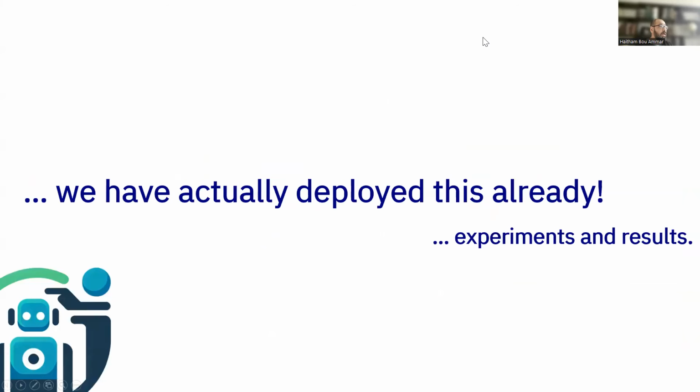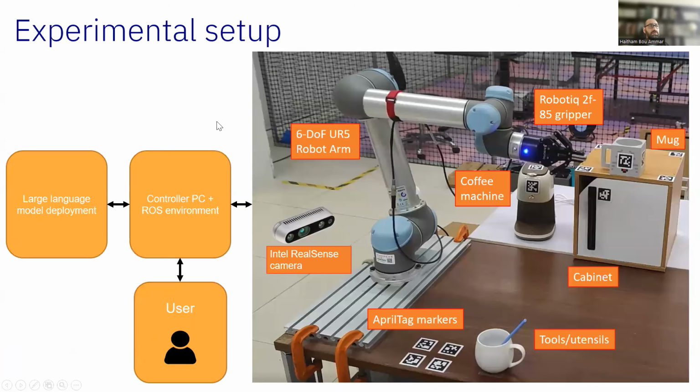So now let me show you some results. So we actually have deployed this. We deployed this on the real robot, and here are some of the results. So, just our experimental setup, and it's not fully complete. There are some things we could fix, of course, but we had a large language model deployment, the Pengu agent, deployed in one place. We had the controller PC and the ROS environment deployed in another place. And then we had the user interacting with the ROS environment and the controller PC.